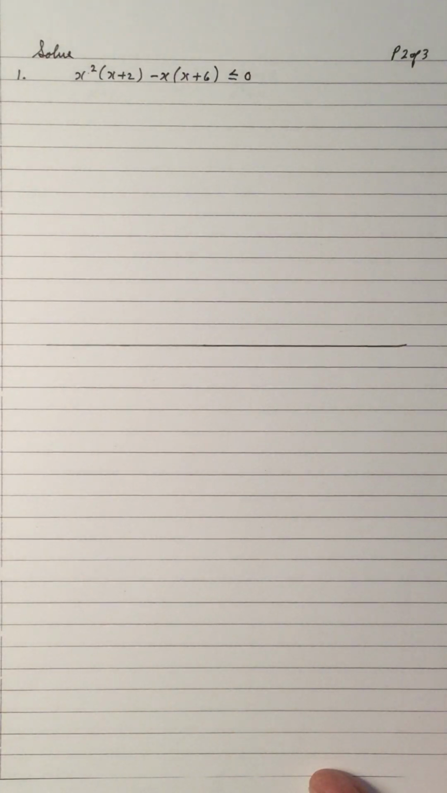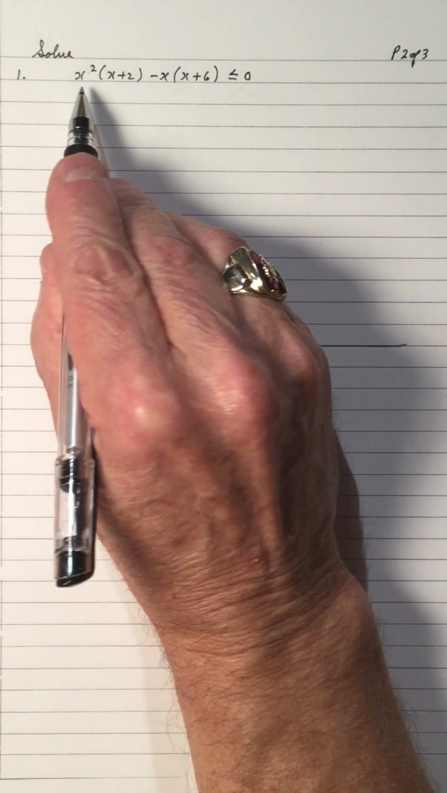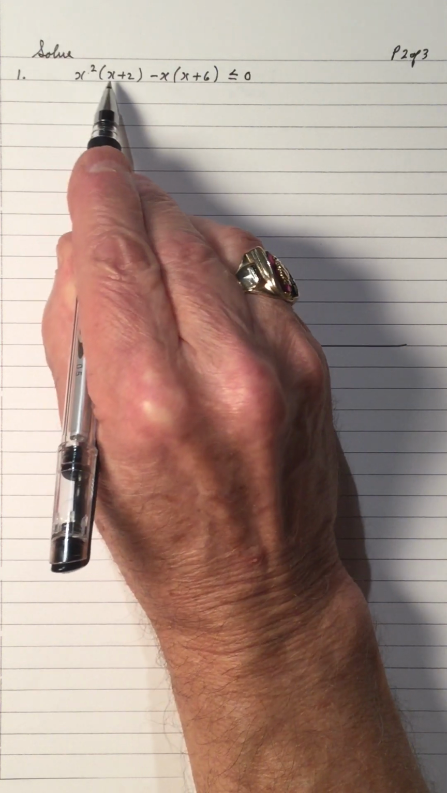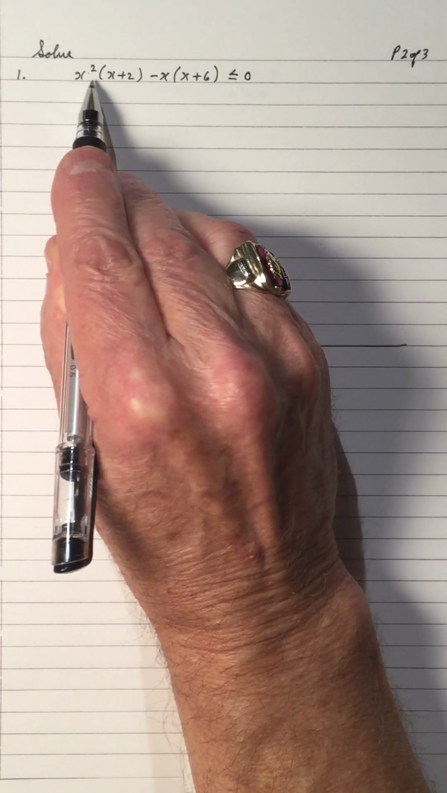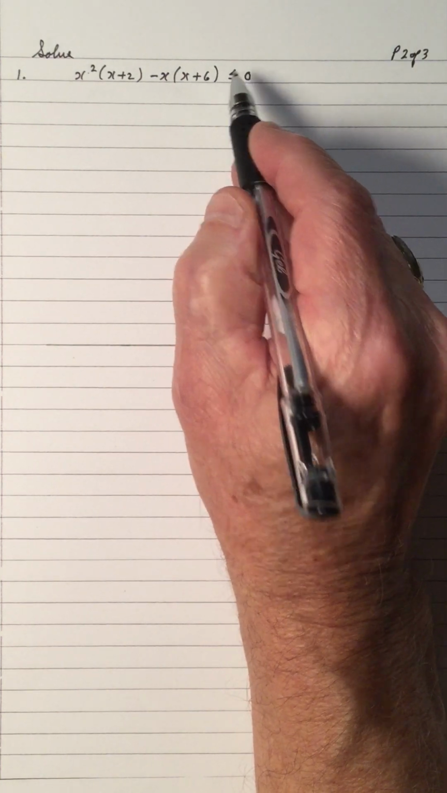Number 1, let's solve this cubic inequality. How do I know it's cubic? Because I have x squared times x gives me x cubed, so it's a cubic inequality. It's an inequality because I have a less than.